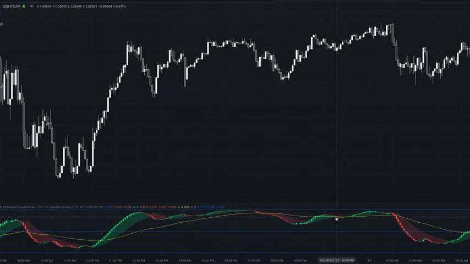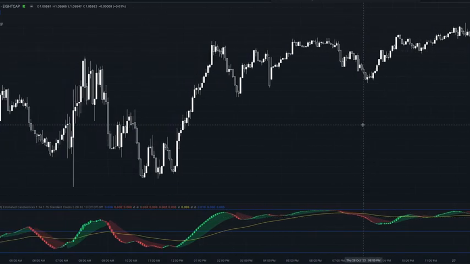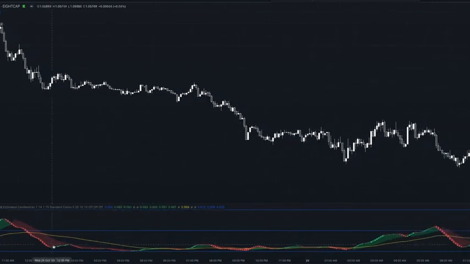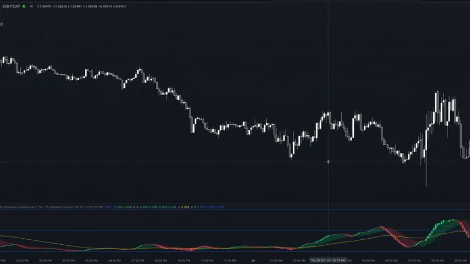Another way to look at this is if the delta candles are staying near the top and the confirmation line is relatively flat, you are in more of a higher time frame uptrend. And likewise, if the delta candles are staying near the bottom and that confirmation line is relatively flat, then you know that you're in a fairly strong overall higher time frame downtrend.